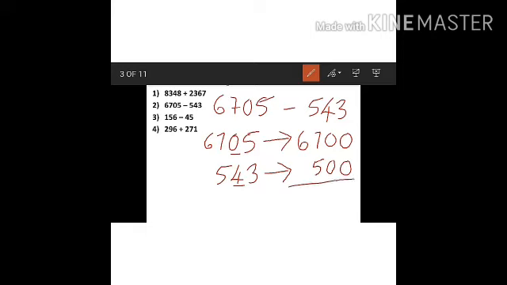So now we have to find the difference. So when finding the difference, 0 minus 0, we'll get it as 0. 0 minus 0, we'll get it as 0. 7 minus 5, we get it as 2. And 6 can be written there. So our estimated value will be 6,200. The estimated value is 6,200.